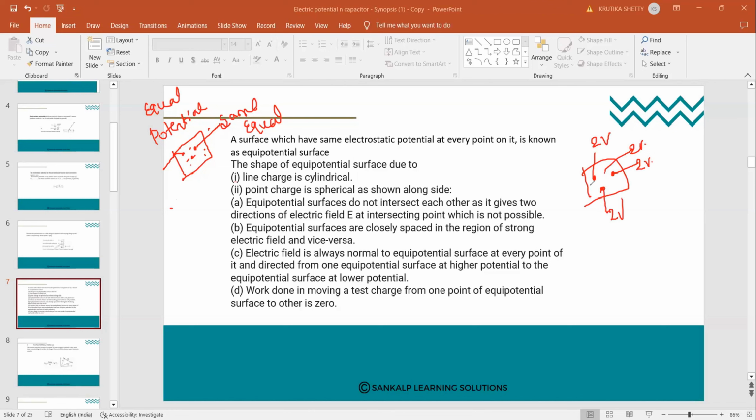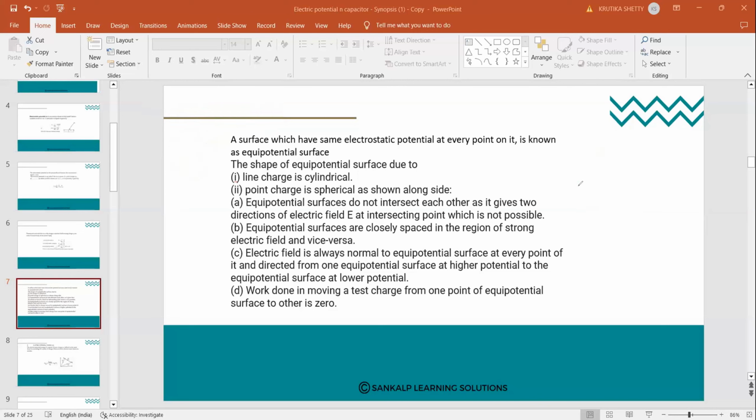Okay, so now we have some of the properties of the equipotential. Here is the first property: never will two equipotential surfaces intersect with each other. That is, you have one surface and another surface. The potential of this equipotential surface is, for example, 2 volt, and the potential of this one is, for example, 3 volt. These two surfaces never intersect with each other.